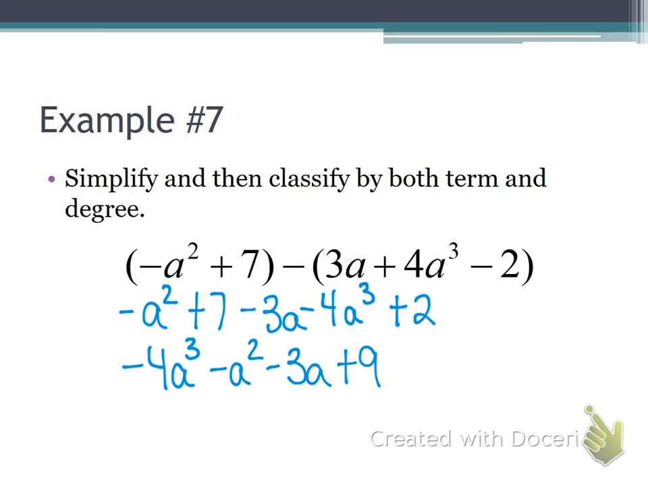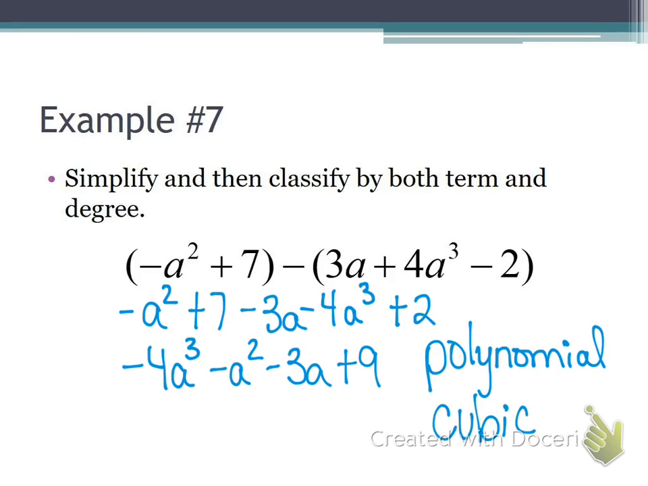So we simplified it, put it in standard form. Next, we have to classify it by term and degree. How many terms are there? 4. Okay, we've got the cubed, squared, linear, or to the first power, and then the constant. We would call it a polynomial. It doesn't really have a special name once we get to 4 or more terms. And then our highest degree is 3, which makes it a cubic. Sometimes it's tempting to look at the coefficients, but the coefficients don't really mean as much to us as the exponents when we are classifying.